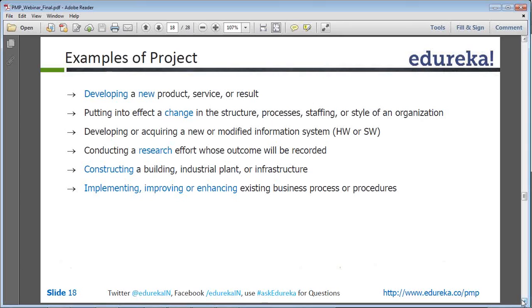An event for the annual award ceremony of your organization. That is also a project.